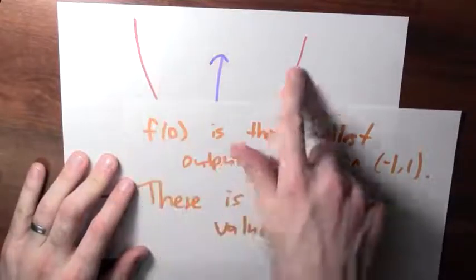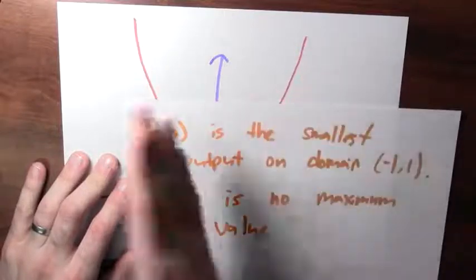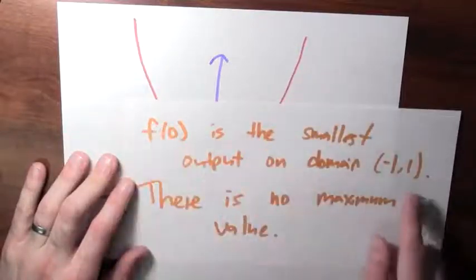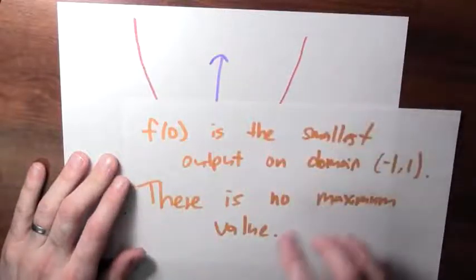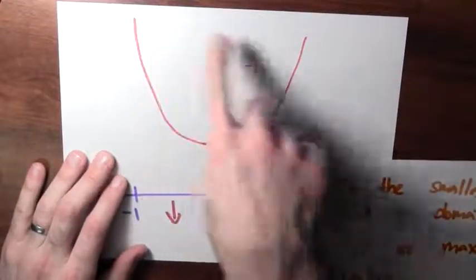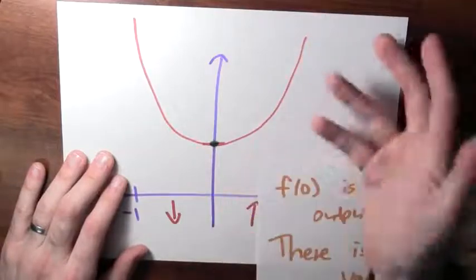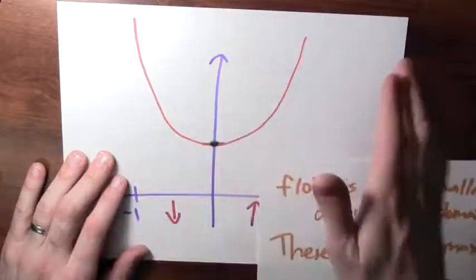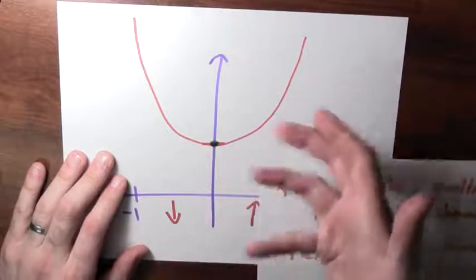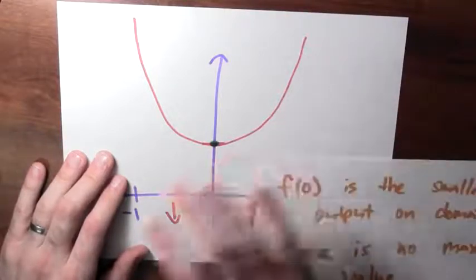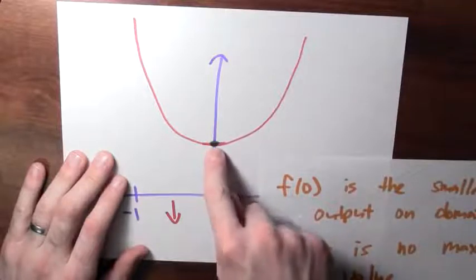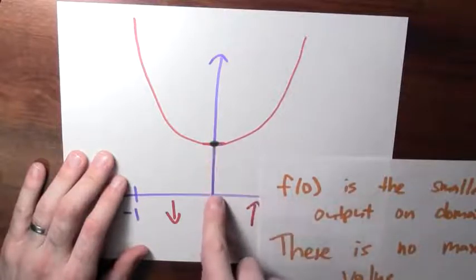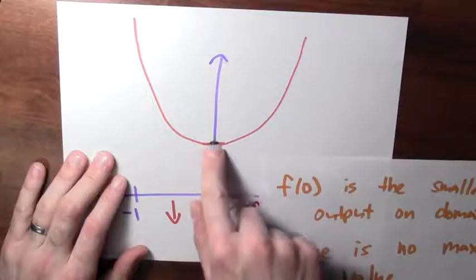By considering this limiting behavior as x approaches the endpoints, which aren't included in this domain, I can see that this function's output can be made as positive as I'd like. I can choose values of x to make the output as big as I want. So I can't say that this function actually achieves some maximum output value. It doesn't achieve a maximum output value, but it does achieve a minimum output value right here when x is equal to 0, and that output is 1.